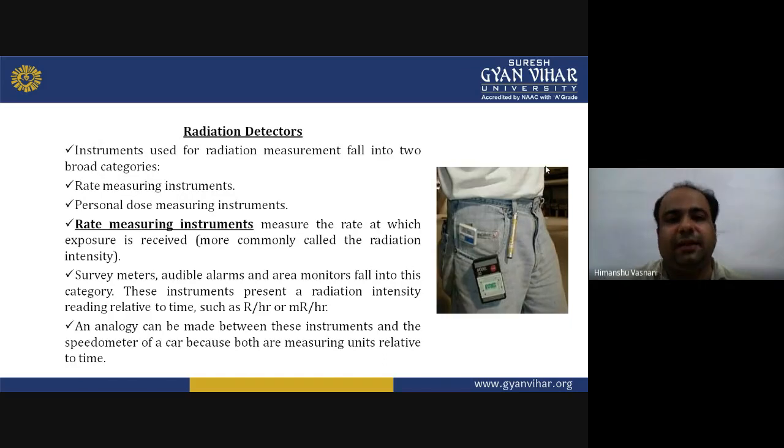Now there are some radiation detectors that we need to discuss. Instruments used for radiation measurement fall into two broad categories: rate measuring instruments and personal dose measuring instruments. Rate measuring instruments are those that measure the rate at which the exposure is received, commonly called the radiation intensity. Several kinds of rate measuring instruments, like survey meters, audible alarms, and area monitors, fall into this category. We will discuss all of them.